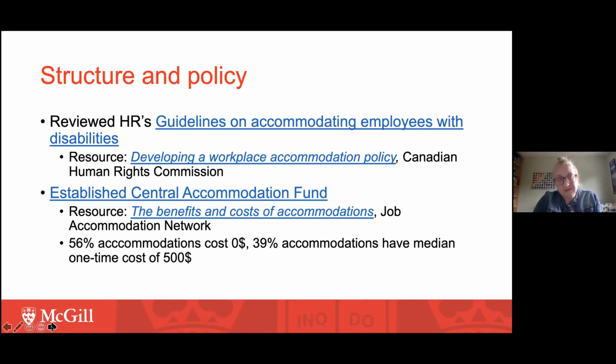So I wanted to share some of the journey that McGill has taken over the past year, and in case it's helpful, share different resources that were helpful to me in determining this. The first thing that we did was look at our guidelines on accommodating employees with disabilities. Now, accommodation on the basis of disability is nothing new. It's been a legal requirement for ages. What we did was, I thought there was an opportunity to make the wording of the guidelines clearer and more inclusive.